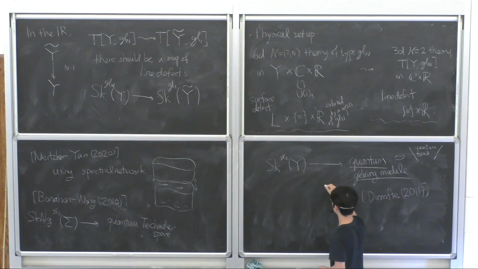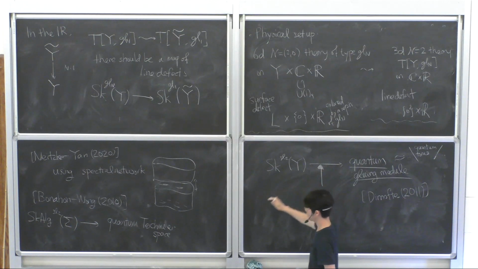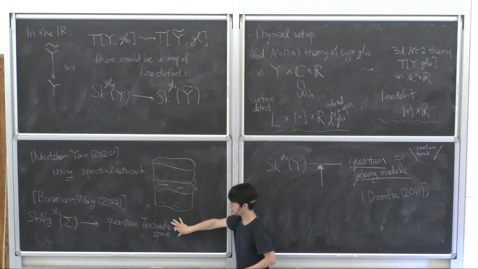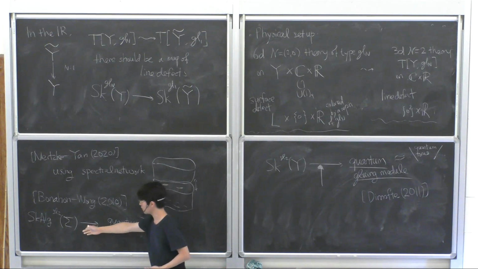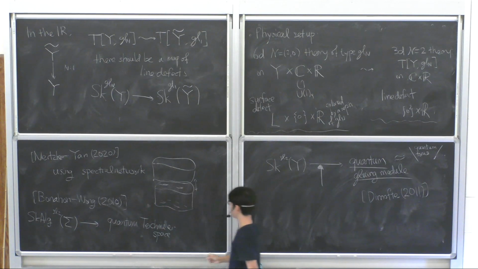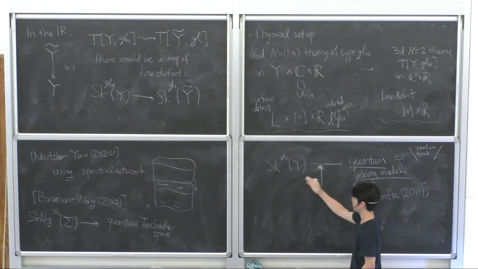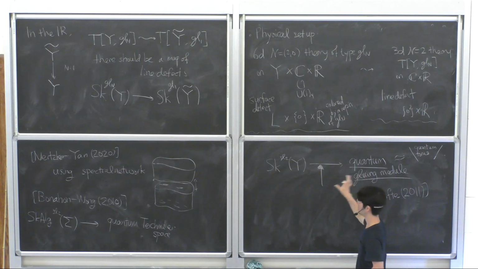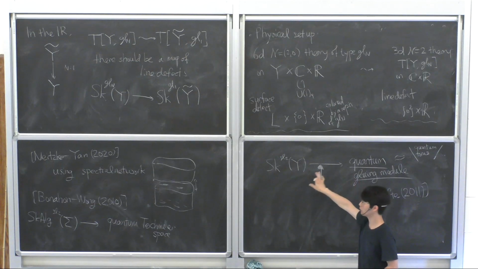So the goal is to construct this map, which will be a three-dimensional analog of Bonahon and Wong's map, sometimes called a quantum trace map. And as a result, we would be relating two different well-known quantizations of the character variety.